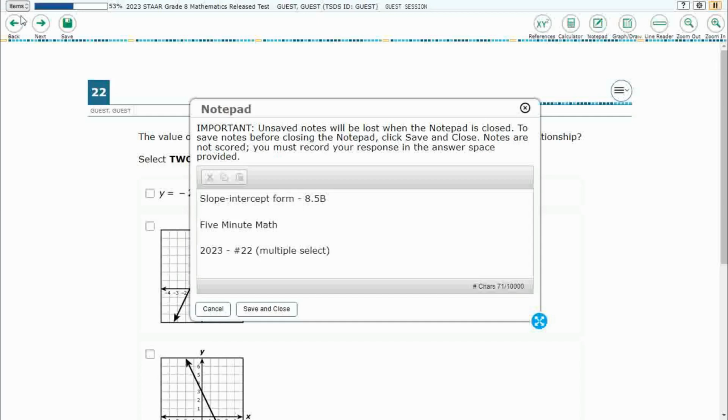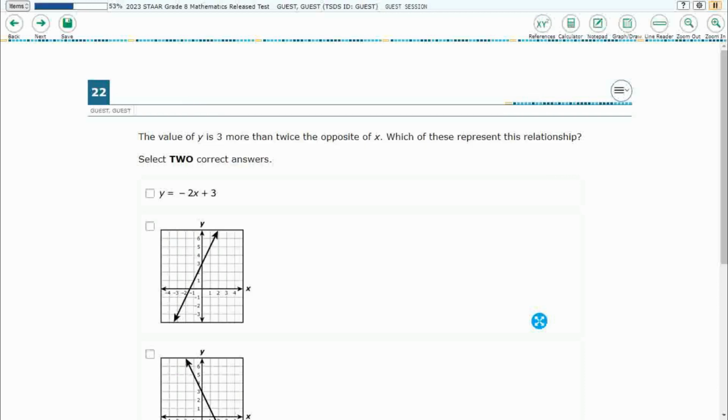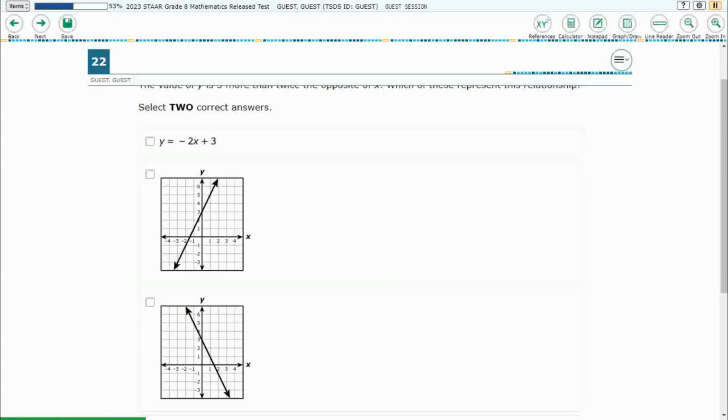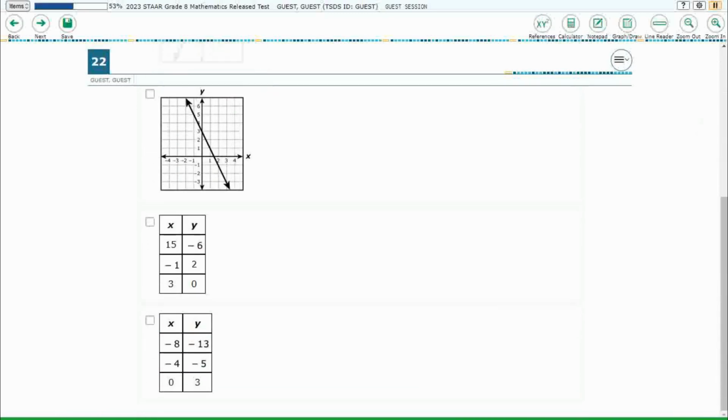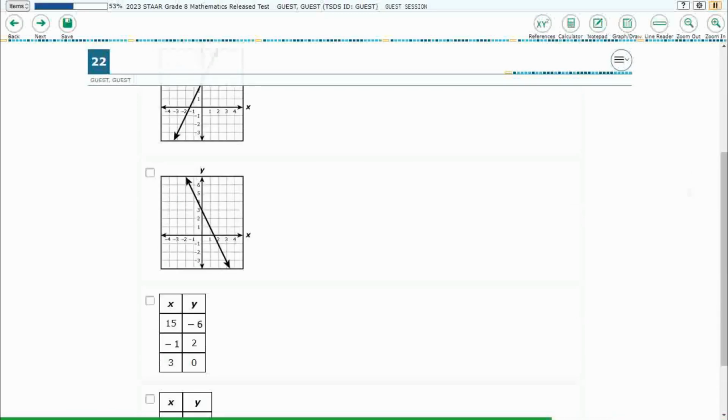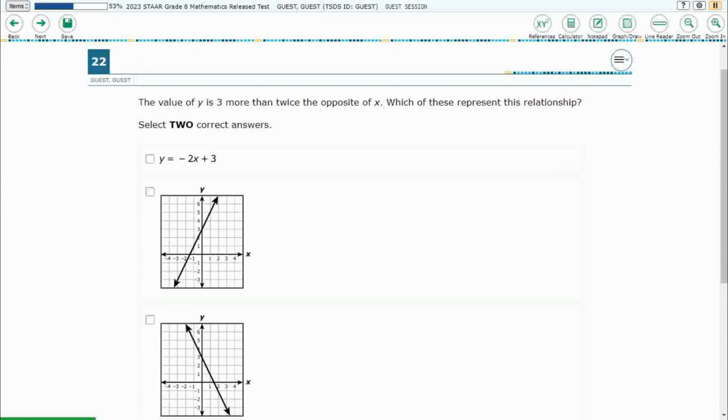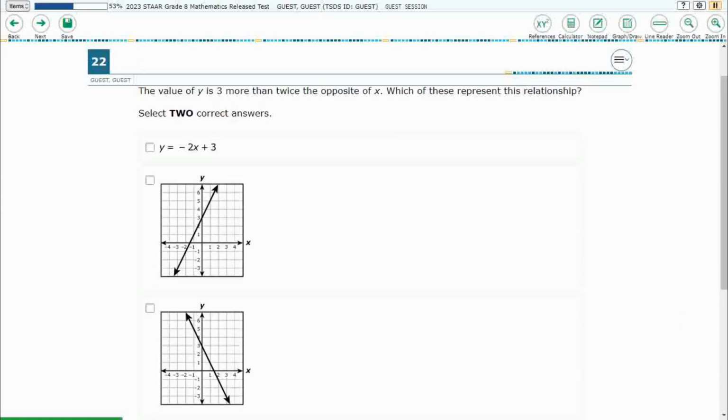Today we are looking at the 8th grade concept of slope-intercept form. This is standard 8.5b in the great state of Texas, and we're using item number 22, which is a new item type called multiple select of the 2023 released STAAR test. If you haven't done so already, please go ahead and take a moment to pause the video, work this problem out on your own, unpause it, and we will look at our answers together.